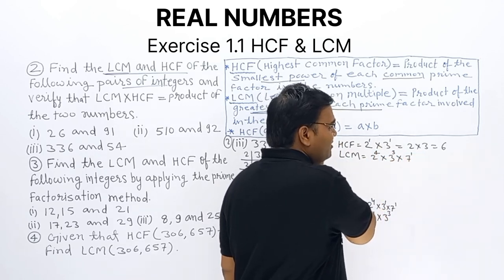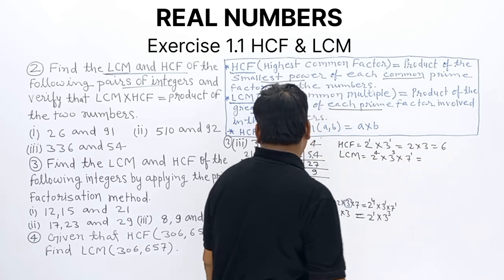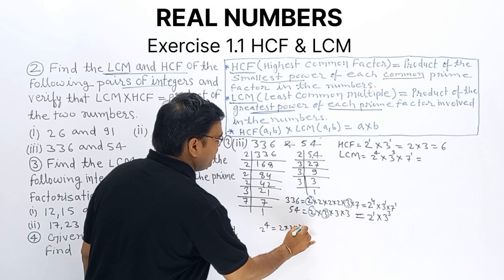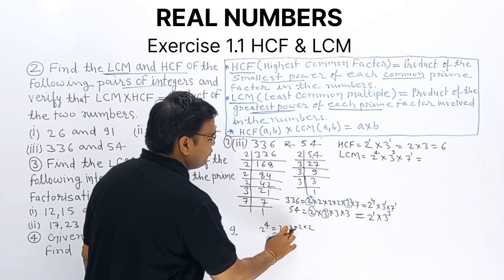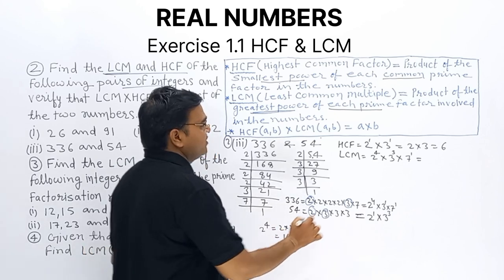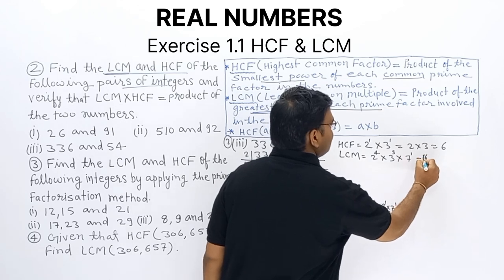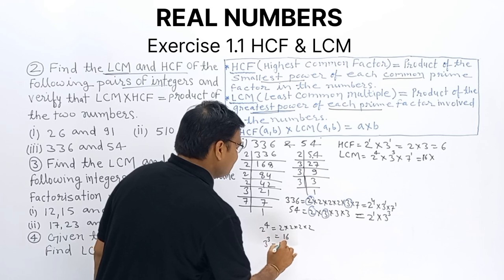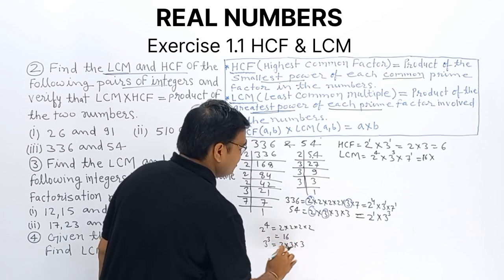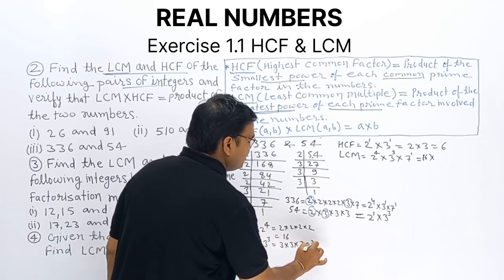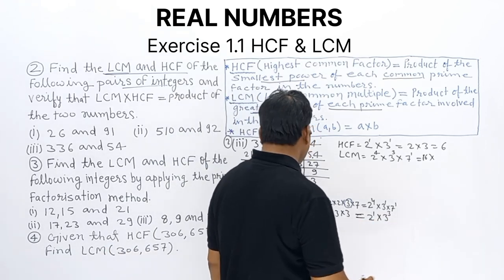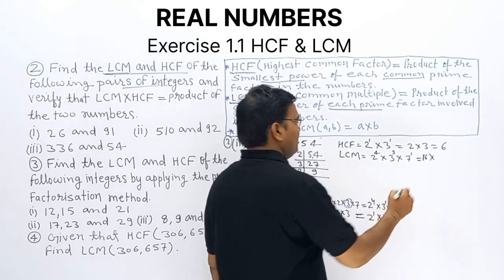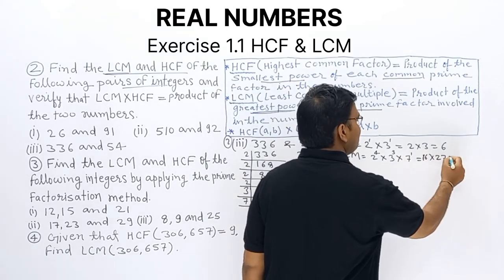So how will we solve? 2 power 4. What is 2 power 4? If you don't know, you can write like this: 2 into 2 into 2 into 2. What will be the result? 2 2 जा 4, 4 2 जा 8, 8 2 जा 16. So this is 16 into 3 power 3. If you don't know, you can write like this: 3 into 3 into 3. 3 3 जा 9, 9 3 जा 27. 27, and 7 power 1 is 7.